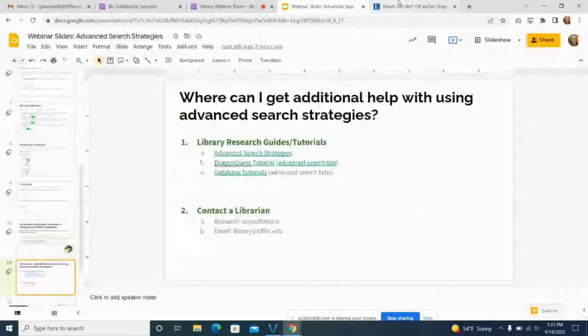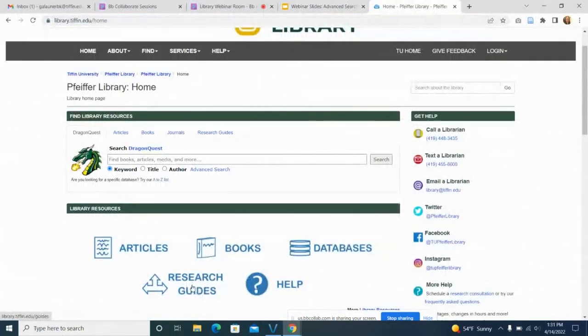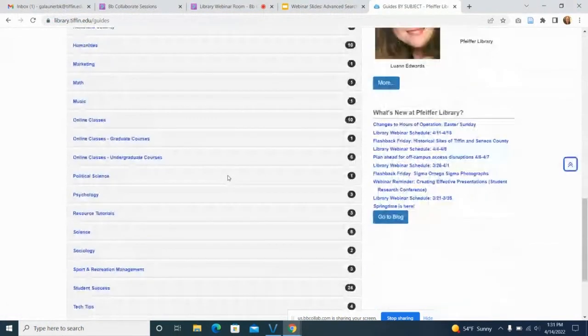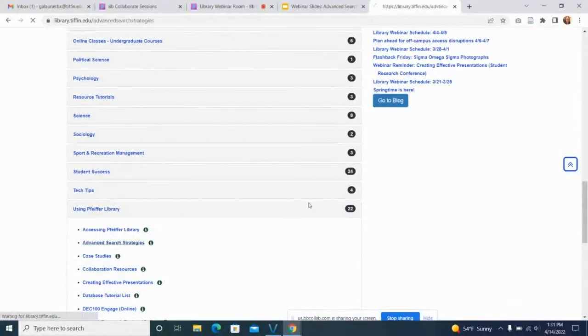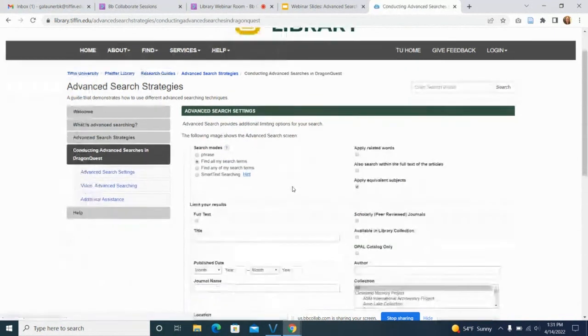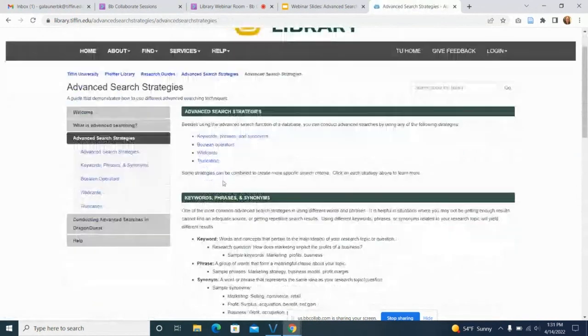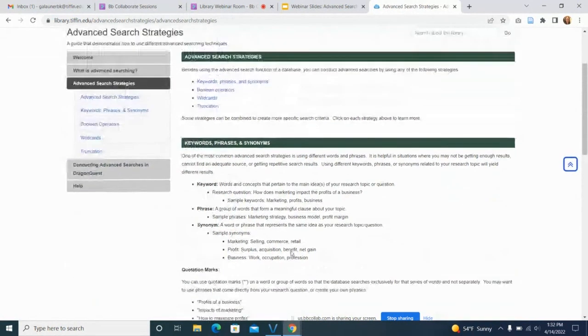To get to any of these, you can just go to our website, which is library.tiffin.edu. Scroll down to our research guides, click on that, and you're going to want to go to Using Pfeiffer Library umbrella and click on Advanced Search Strategies. And it gives you an outline of some of the things that I covered in this session today. It also has a section on conducting advanced searches in Dragon Quest. There's even a video, but it outlines a lot of what I covered with the wildcards, truncations, keywords, Boolean operators, that kind of thing. And it tells you kind of how to use them.